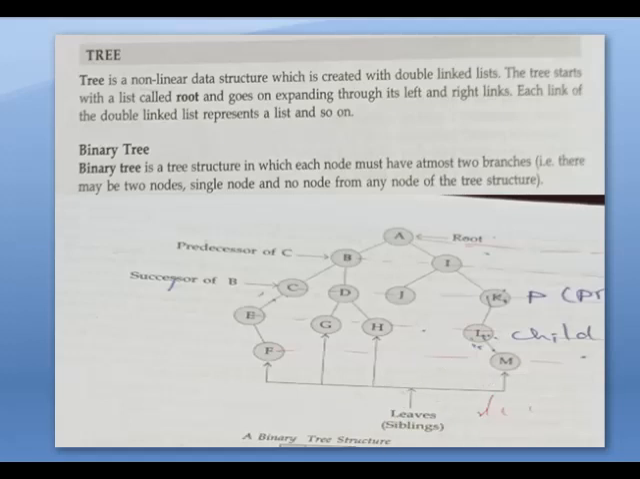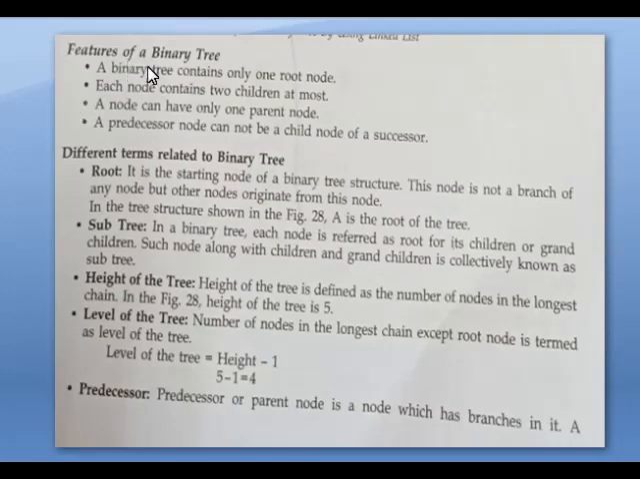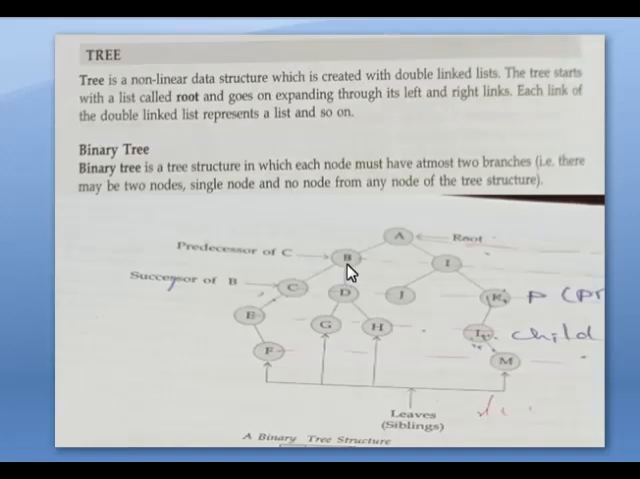Features of a binary tree. A binary tree, binary means 2, contains only one root node. So the root node is 1. Each node contains 2 children at most. A node can have only one parent node. So a predecessor node cannot be the child node of a successor. See here, this is called the predecessor and this is called the successor. Successor is always a child and predecessor is always a parent.